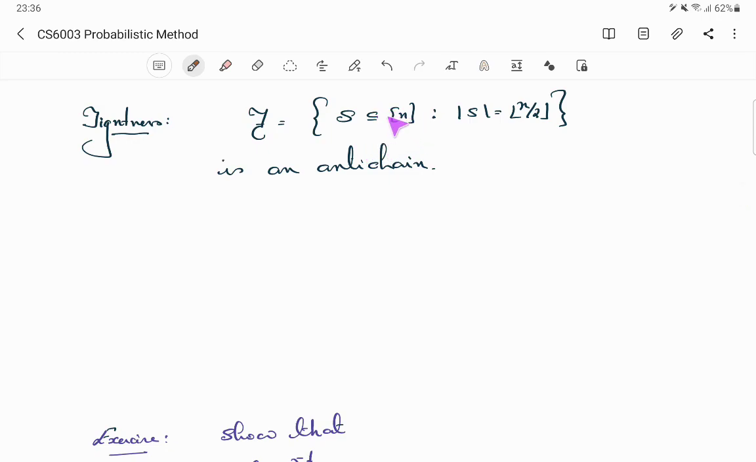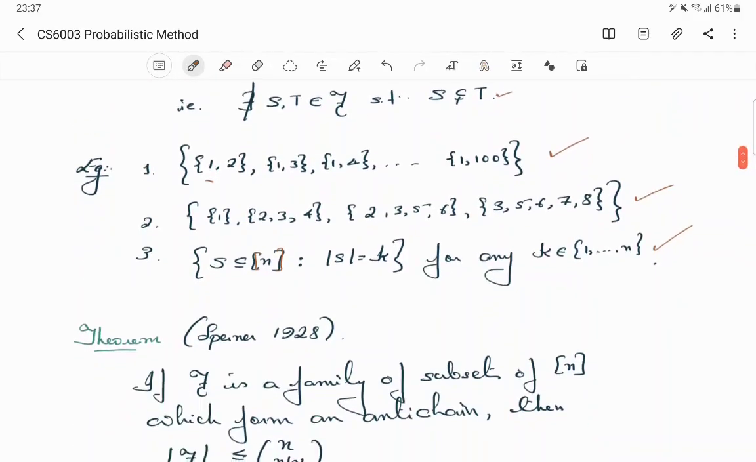If you choose all the floor(n/2)-sized subsets of {1, ..., n}, this is something which we have just seen in our third example of an antichain, then we saw that it's already an antichain. And in this case, what is the size of F? The number of such sets that you can choose will be n choose k, where k is the floor of n by 2. So this result is also tight.